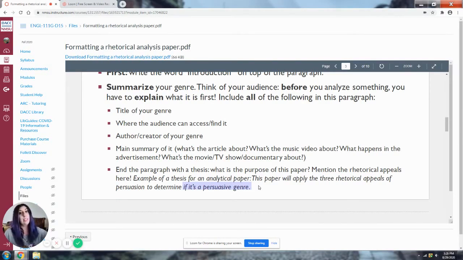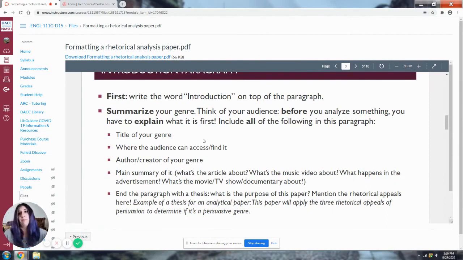If you'd rather have your thesis be even more clear, and if it was a very persuasive genre, you can change it around and say something like, this paper will analyze the rhetorical appeals of persuasion to prove that it's a persuasive genre. That makes it you kind of proving, almost arguing to your audience that it is a persuasive genre based on your own observations that you found. Some kind of thesis that explains it. And that's your introduction. So the introduction shouldn't be too long because the rest of the paper is even more important.